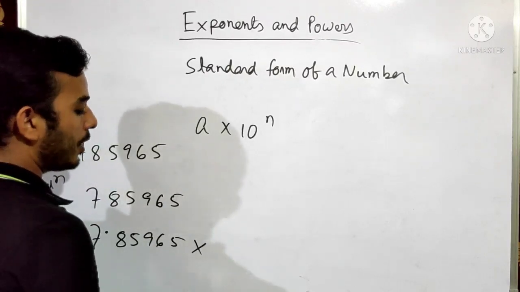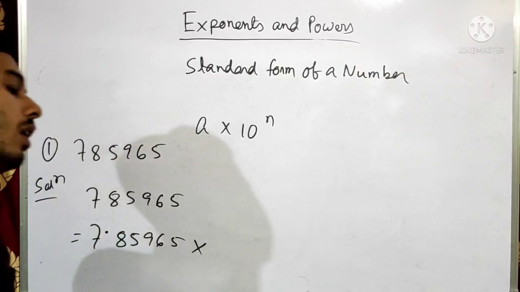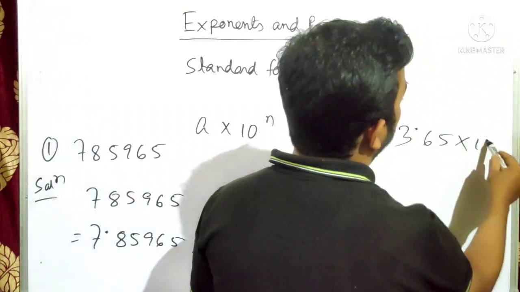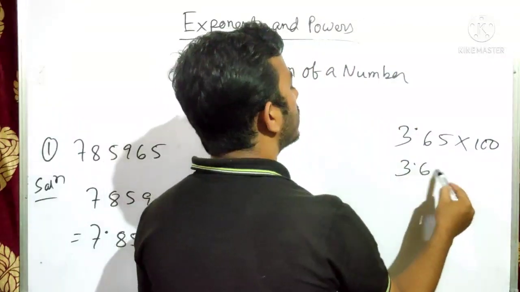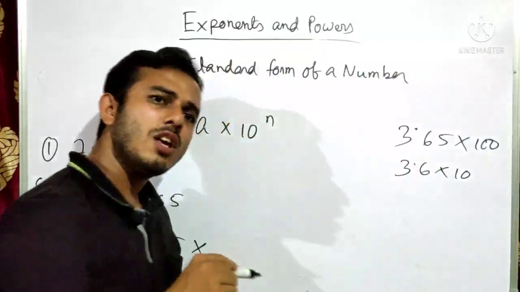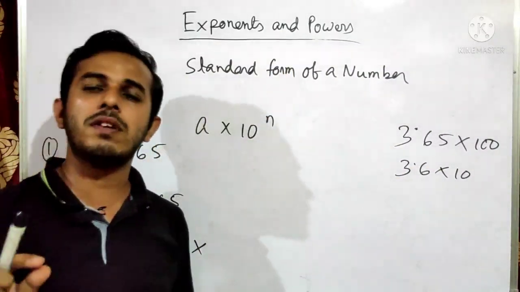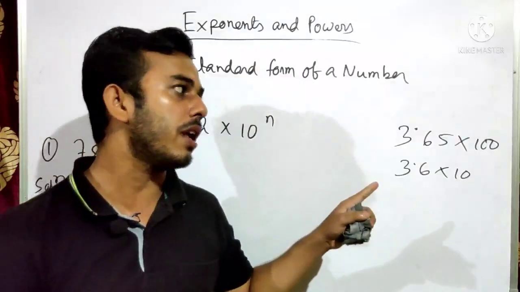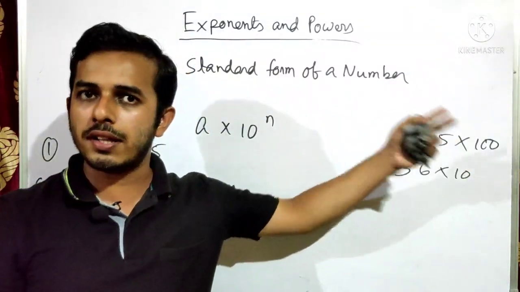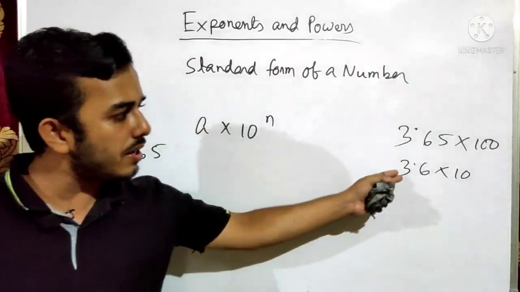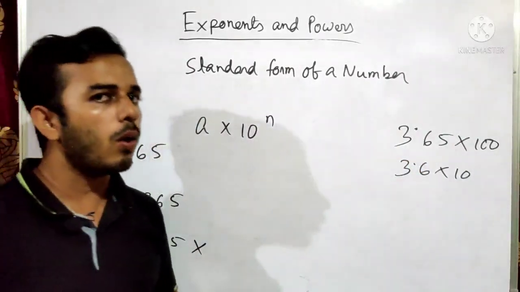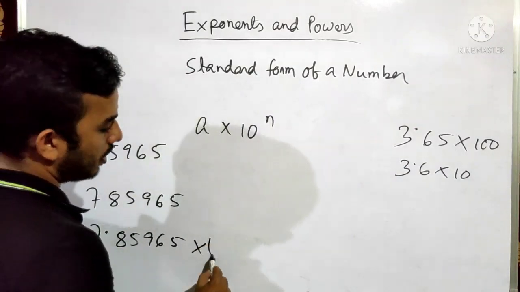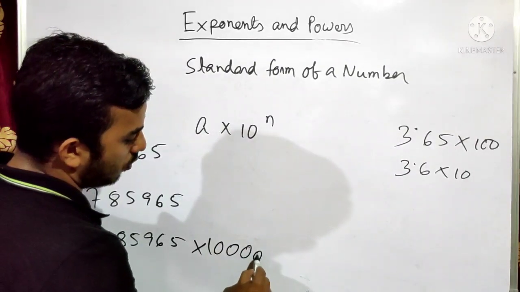So, to not change the value, we will multiply it by a certain number. What will be that number? Look, for example, 3.65. To remove the decimal, we multiply by 100, isn't it? If it was 3.6, to remove the decimal, we multiply by 10. So removing the decimal depends upon how many digits there are after the decimal. Here it was 2 digits, so we multiplied by 100, the number having 2 zeros. Here it is 1 digit, so we multiply by 10. And here how many digits are there? Look, 1 2 3 4 5.